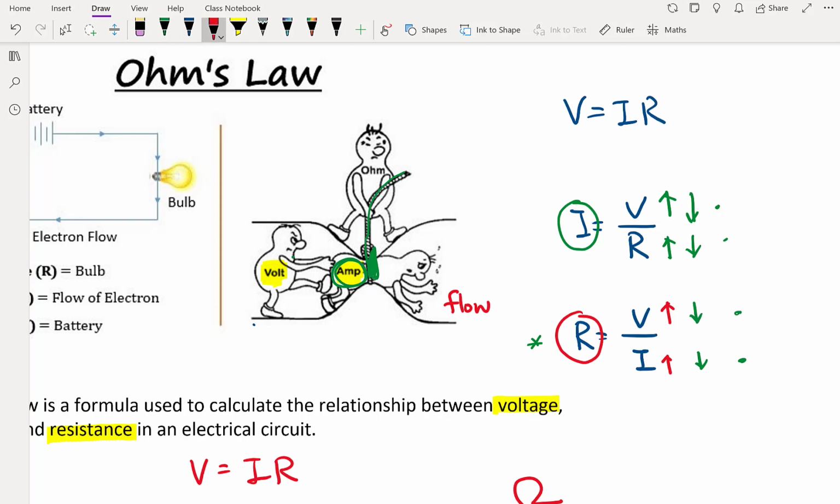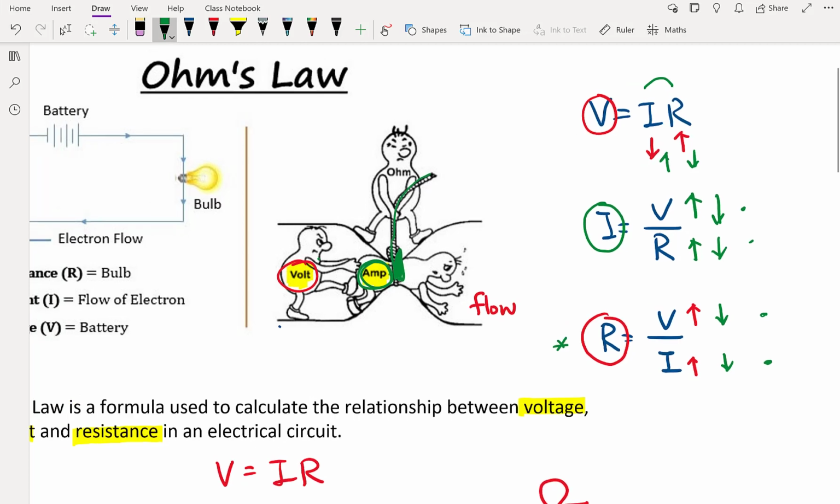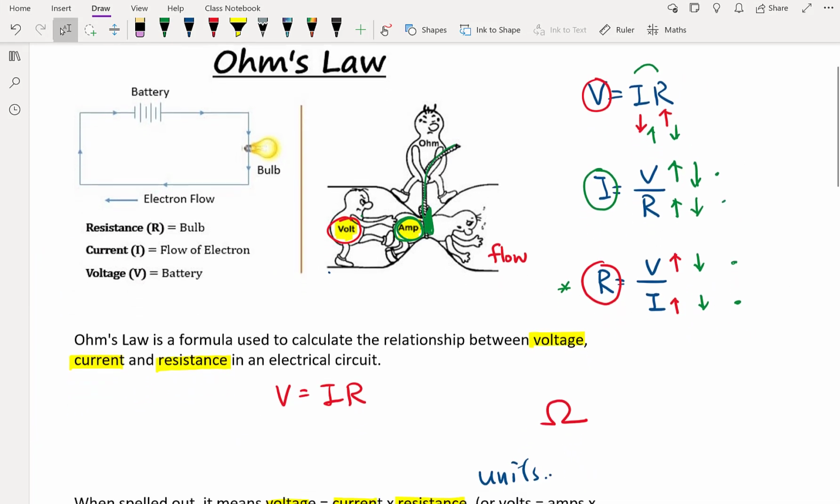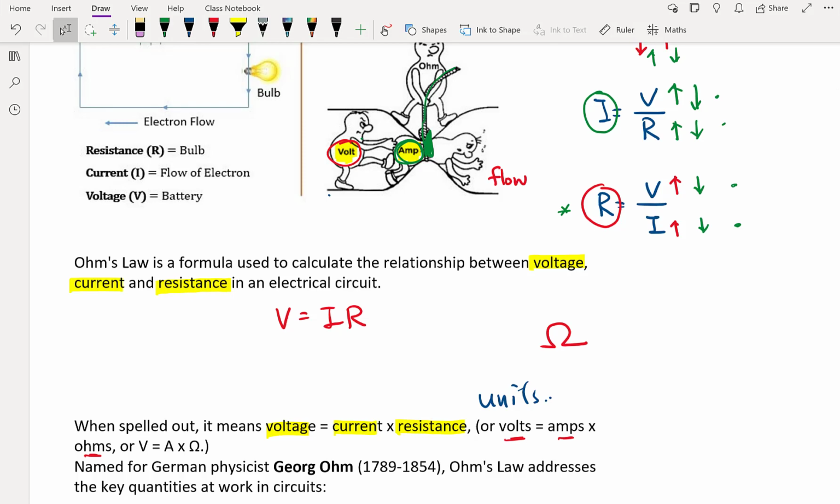Now if we want to keep the voltage the same, so same voltage, same pushing power, if my resistance becomes bigger, the current will become smaller. Or you can say if my resistance becomes smaller, the current will become bigger. So these two are inversely proportional. Current and resistance are inversely proportional. This is basically the relationship between voltage, current, and resistance. And it's Ohm's law. So now we go to do some questions.